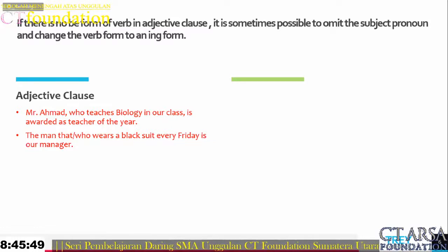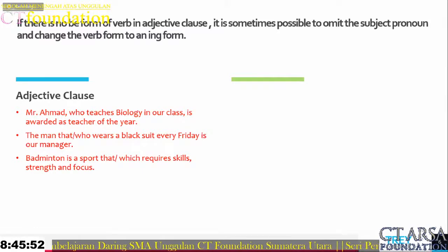Number 3, badminton is a sport that, or you can use which, requires skills, strength, and focus. This is an adjective clause. Now, how do we change it into an adjective phrase? Number 1, can you change it? Mr. Ahmad, teaching biology in our class, is awarded as the teacher of the year.